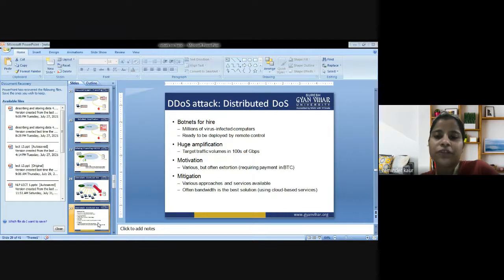Next is motivation. That is various but often extortion requiring payment in BTC. Mitigation, how to remove the same: various approaches and services are available. Often bandwidth is the best solution, using cloud-based services.